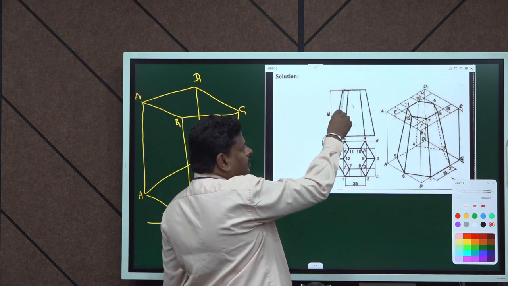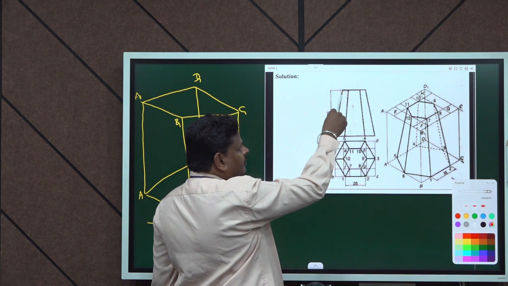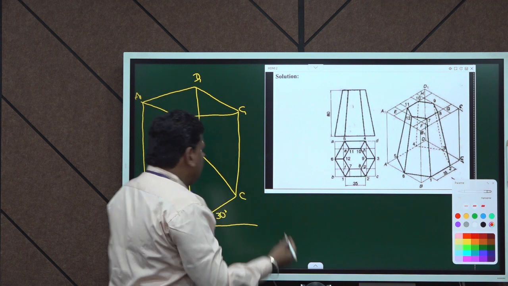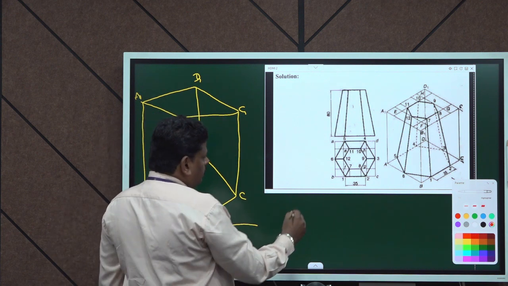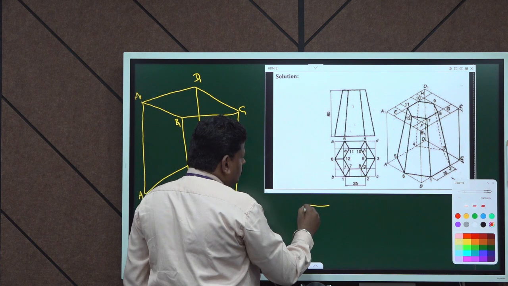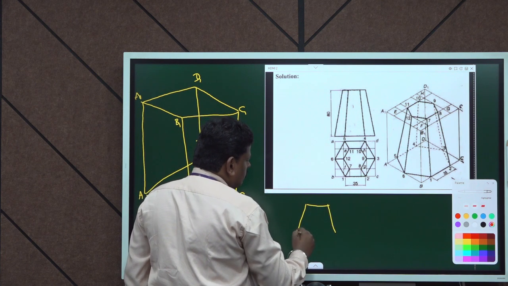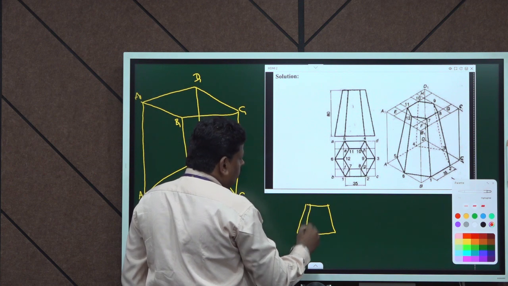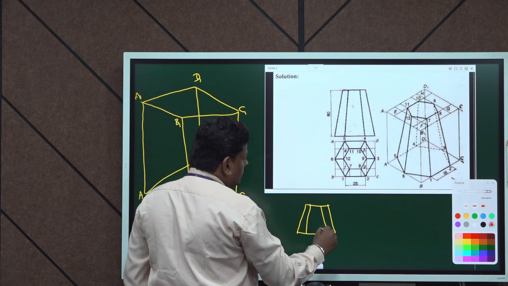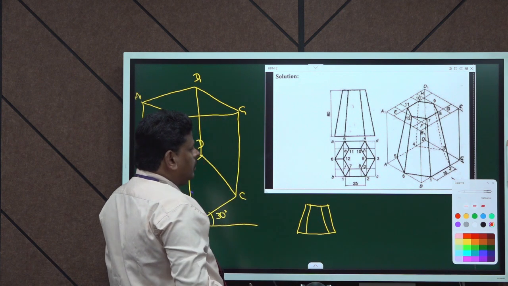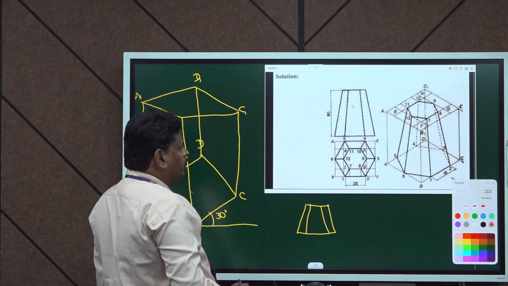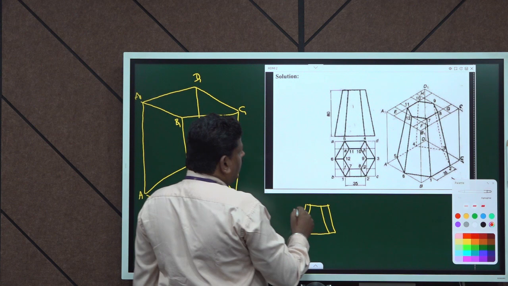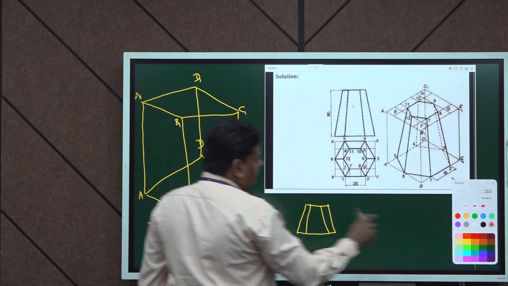So from the cutting plane, we can project it to the top view. As we know, generally the cutting plane, I will show you here, it is like this, the cutting plane. So here the cutting plane points are to be marked. The cutting plane points are being marked over here.